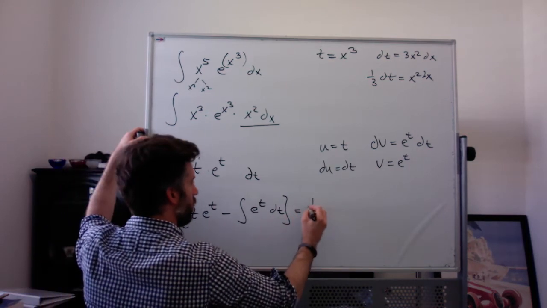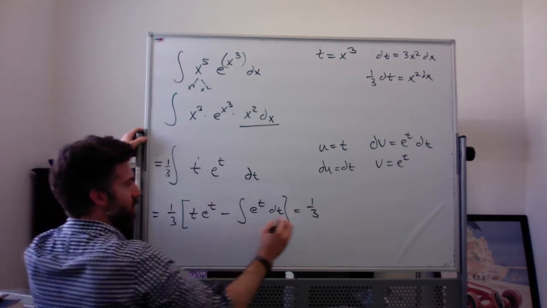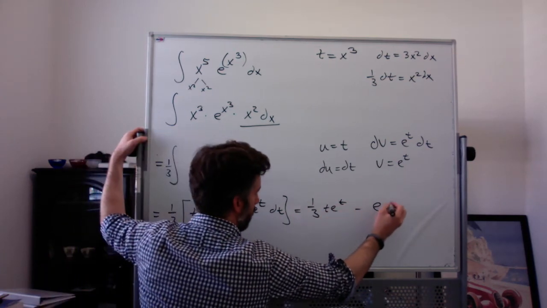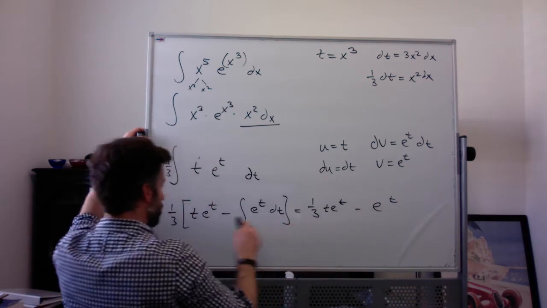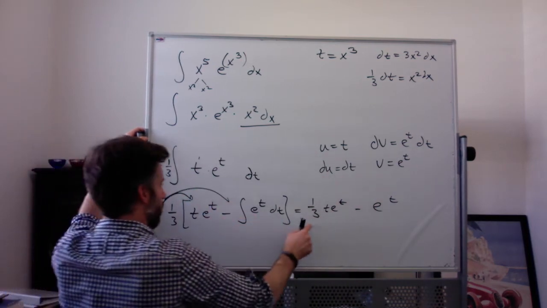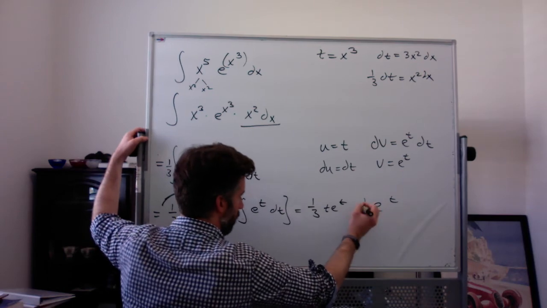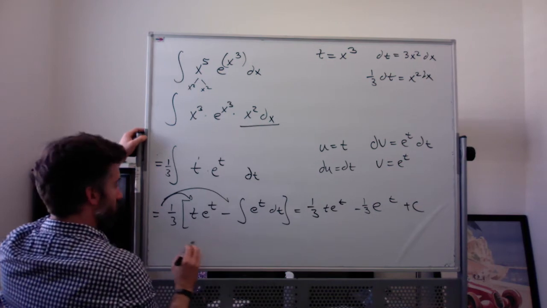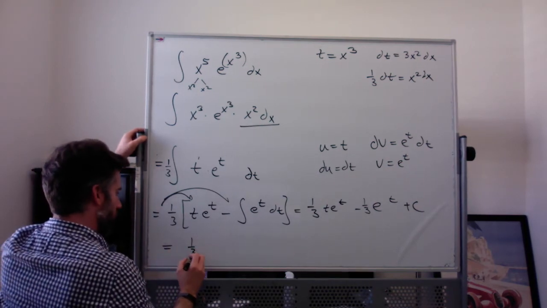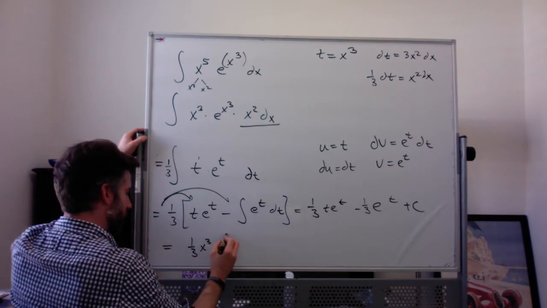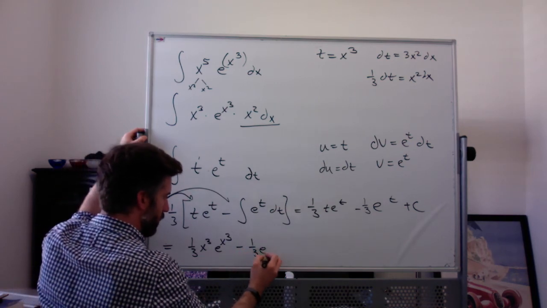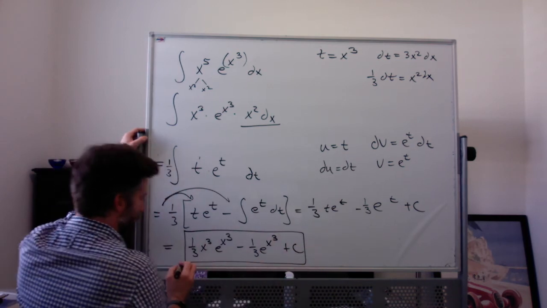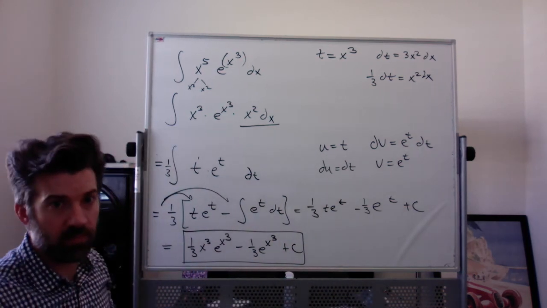Integrating, I get 1/3, I still have t e to the t, minus the integral of e to the t, which is e to the t. And instead of writing the brackets, I'm going to distribute the 1/3. So it's 1/3 t e to the t minus 1/3 e to the t. And then lastly, I plug back in that t is equal to x cubed, and I get 1/3 x cubed e to the x cubed minus 1/3 e to the x cubed plus c. So that's an example of a u sub and an integration by parts in one problem. All right.